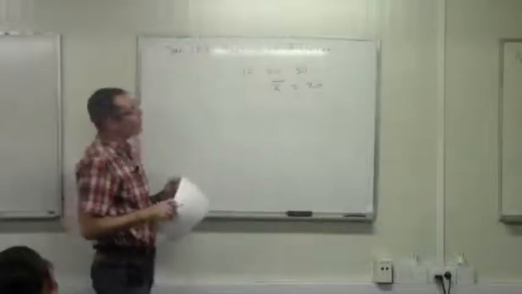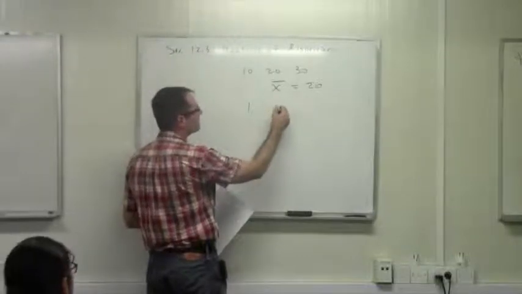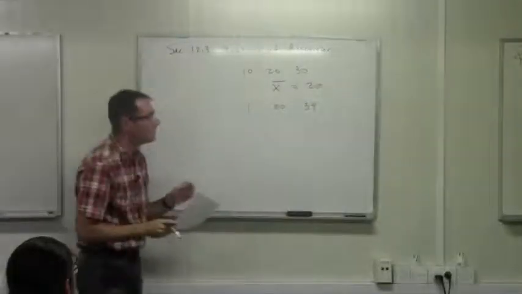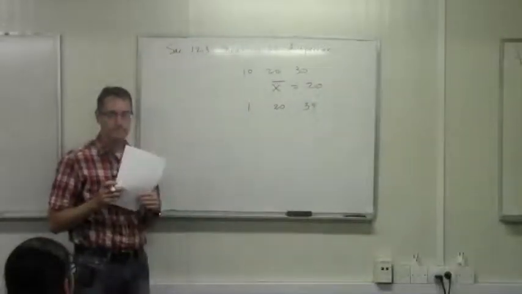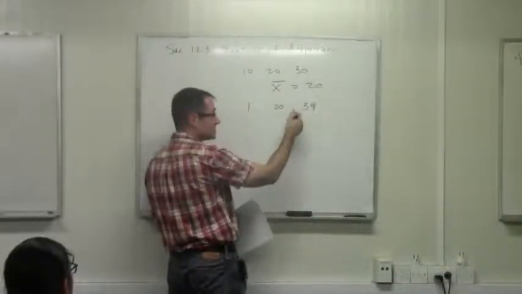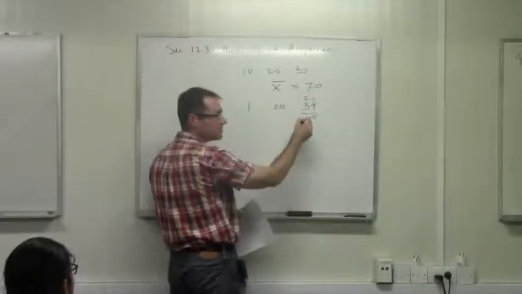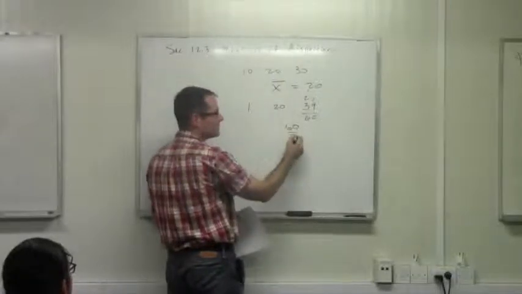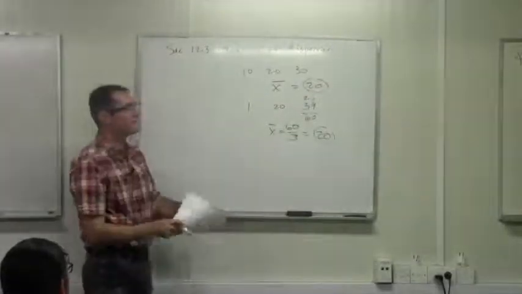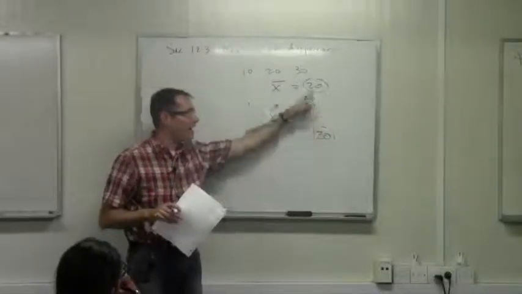Okay? What if I said the values were 1, 20, and 39? What's the average now? 1 plus 20 is 21, plus 39 is 60. 60 divided by three values, X bar equals 20. What's the difference between having a set of 10, 20, 30 and a set of 1, 20, 39 when the average is the same?